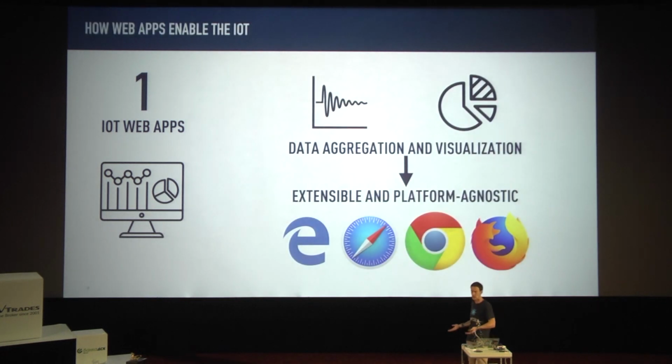So first, IoT web apps. And why are these important? Why do we even care about building web apps in the context of the Internet of Things? And the answer is because they provide data aggregation and visualization. The web is a natural place to bring the sensor data that we're collecting together, to illustrate trends over time, and to provide customers with insight into what's actually happening in their systems.